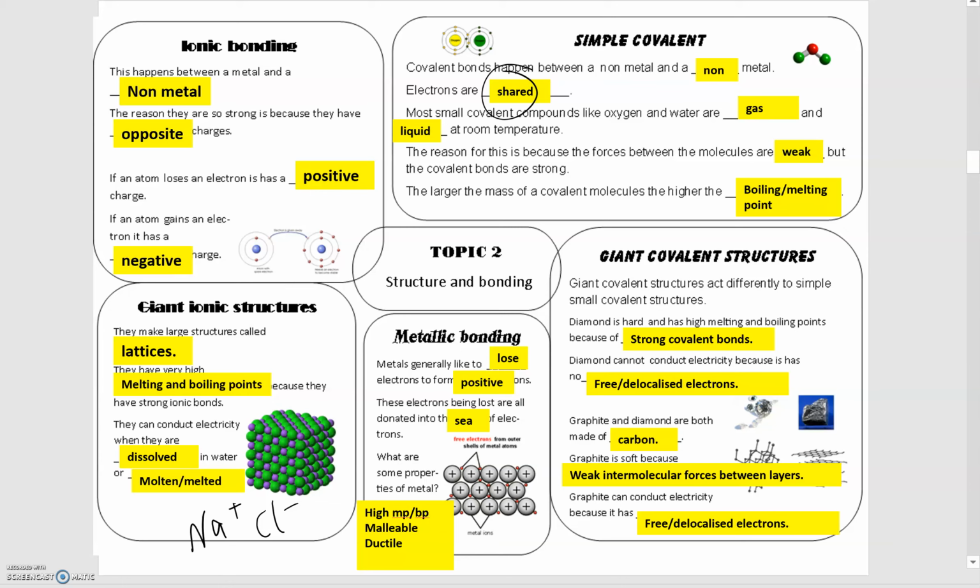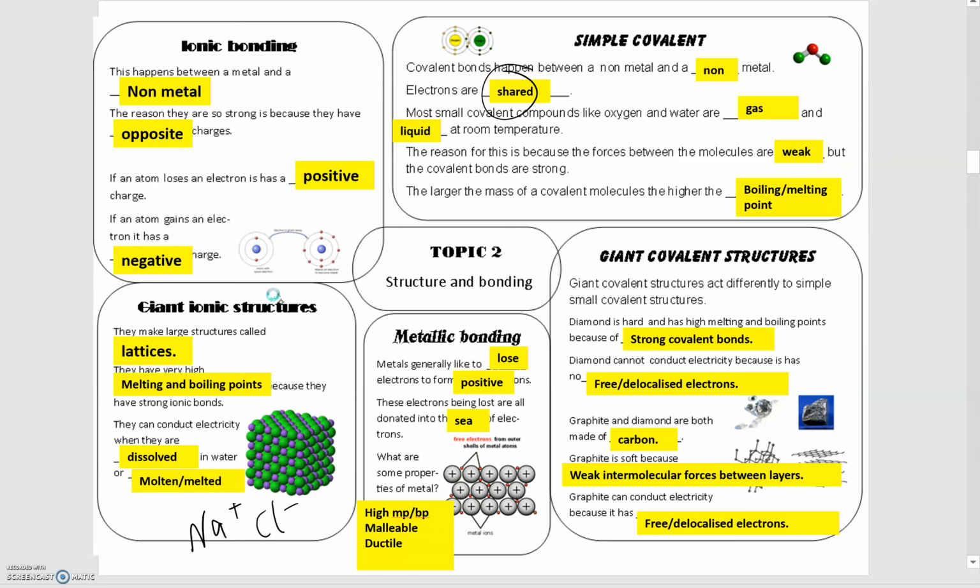You then go to giant covalent bonding, and the examples you need for GCSE are diamond, graphite, and silicon dioxide. They all have giant covalent bonding. This is slightly different to simple covalent bonding because the molecule is much bigger and has stronger bonds. Diamond, for example, has all four bonds covalently bonded, with high melting and boiling points. However, diamond doesn't conduct electricity because it doesn't have free-flowing electrons, as the four bonds are full.